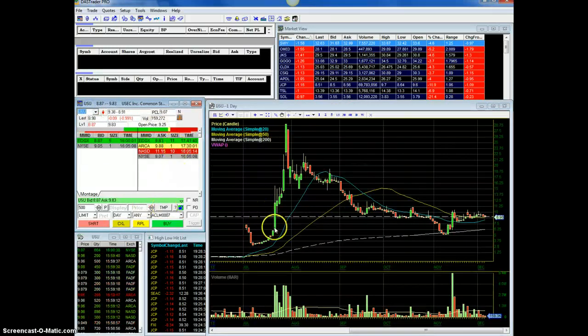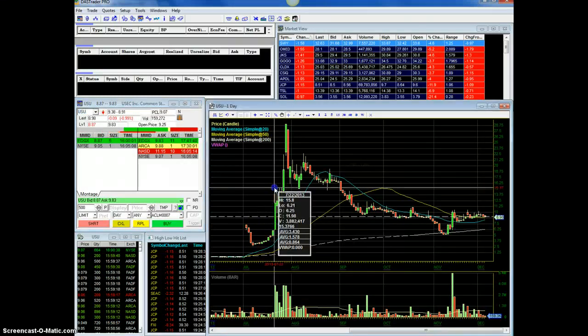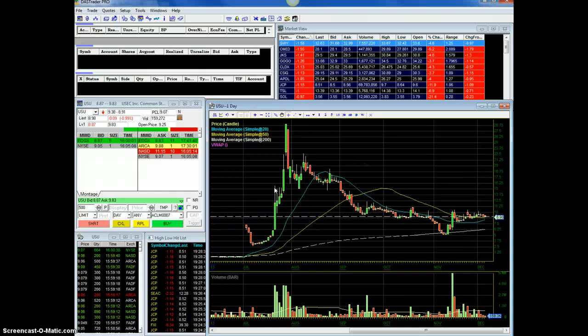Look at this, just to give you an example. This day here in July, it went from $6 all the way up to $15. That's crazy. That's a lot of points that it trades in a day. So it gives you a lot of range, and it's very volatile. The lower the float, the more volatile it is, and it's very risky too. You've got to be careful.